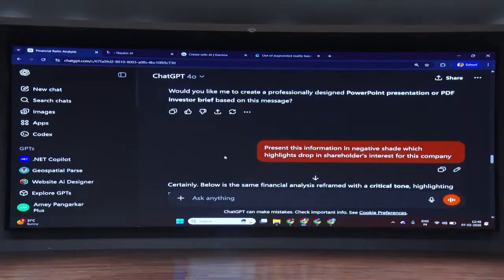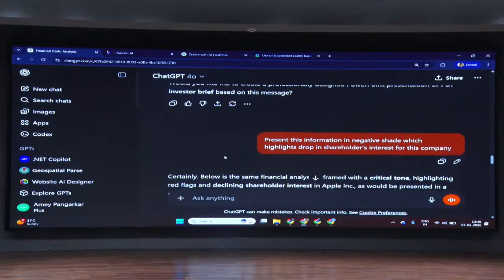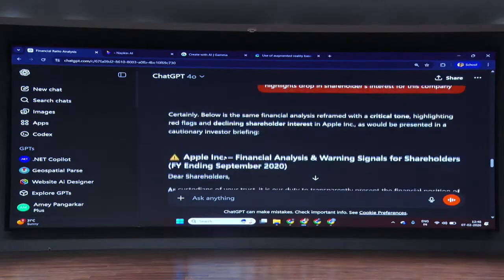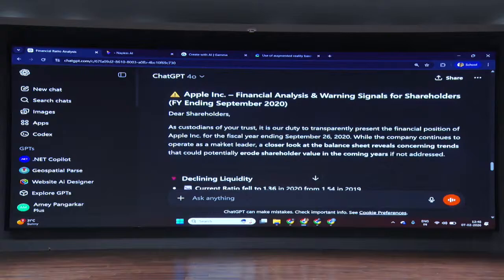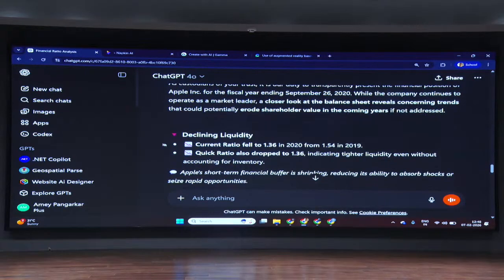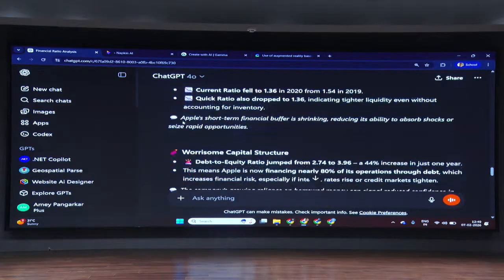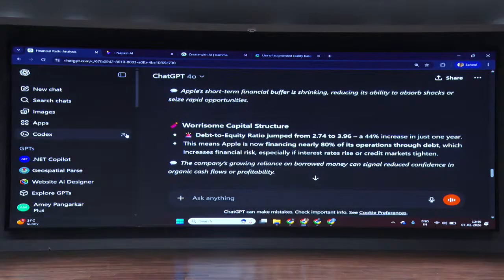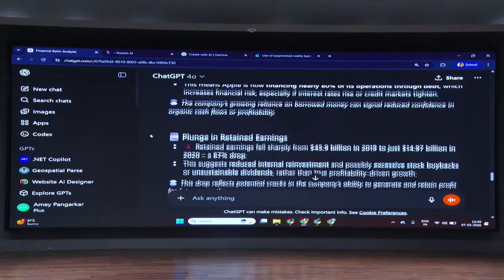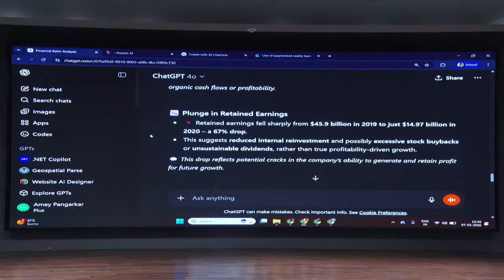Present the same information now in a negative shade, which highlights a drop in shareholders' interest in investing in this company. Now look at again the danger sign. Same data, same company, same ratios. Now look at declining red color liquidity and downward graph. Look at the next thing, worrisome capital structure. Earlier it was strong liquidity. Then you have something like plunge in retained earnings. So there is a plunge.